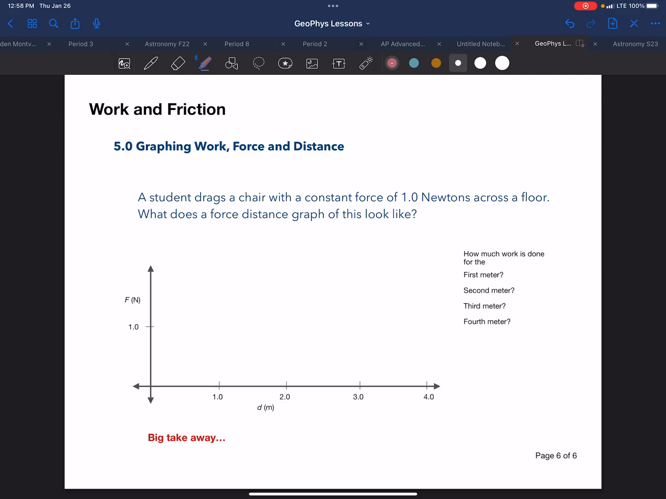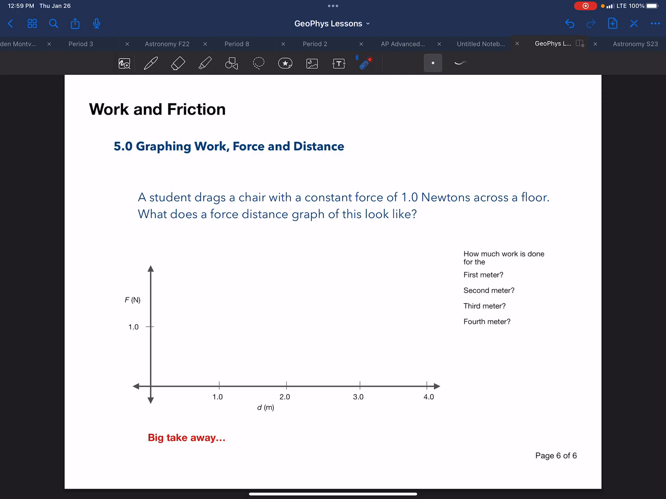In this next segment, we are going to learn about graphing, specifically about work, force, and distance. So let's begin with the scenario that we've been considering throughout this lesson. A student drags a chair, and we're going to give it a constant force of 1 Newton across the floor. And what does the force distance graph look like?